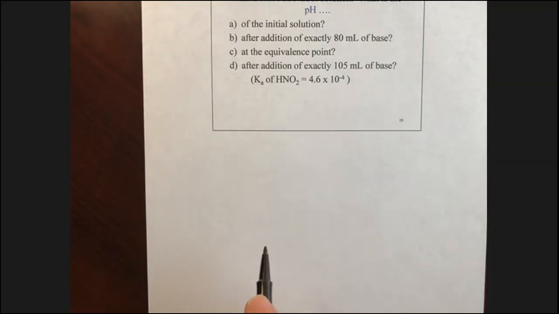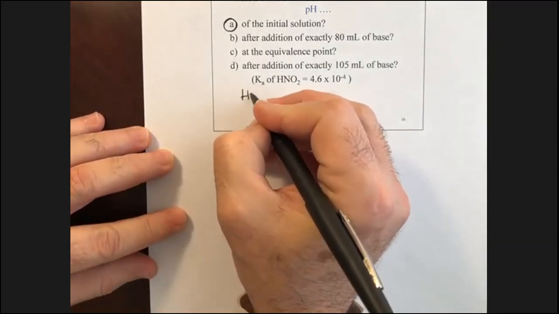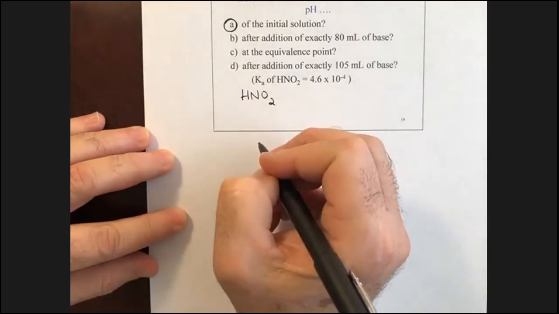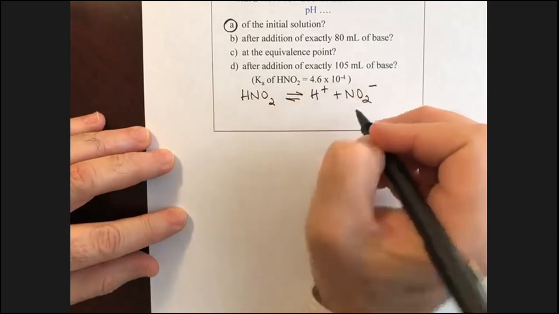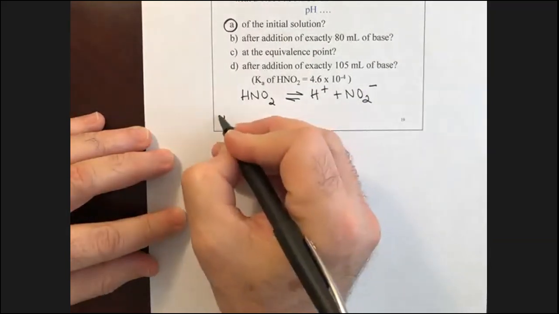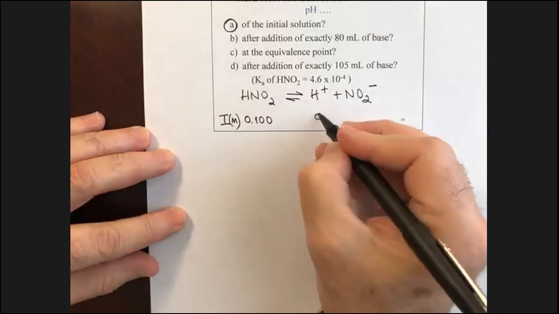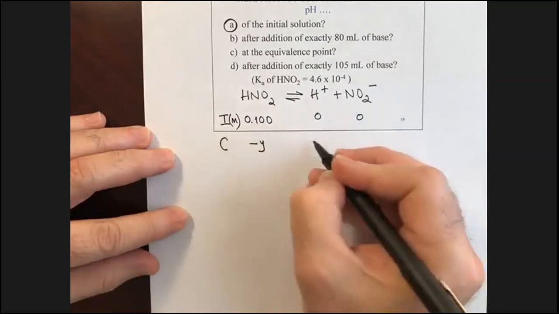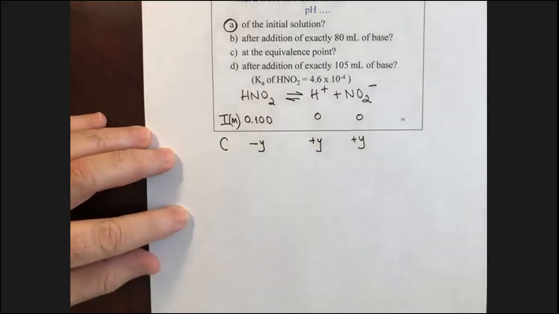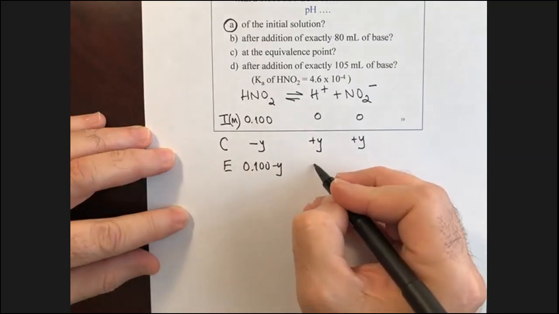Here we go. So let's start out with A, the initial solution. Well, as you know, what you have is a solution of HNO2. And HNO2 is a weak acid, right? So it will partially ionize into hydrogen ions and the conjugate base, which is the nitrite ion. And we're going to set up our ICE table. We're starting out at 0.100 molar. We're going to use molarities here. And of course, none of the products of ionization. We will do our typical change. And once more, I'm going to use the letter Y instead of X. And then we'll see what happens at equilibrium. So at 0.100 minus Y, Y, and Y.